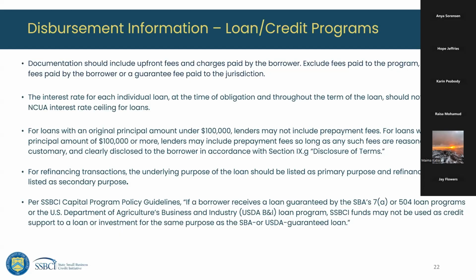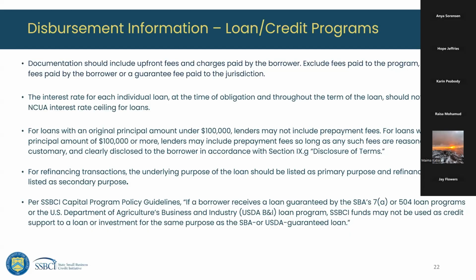Also, for refinancing transactions, I think Hope may have mentioned this, but for reporting on the DRF, make sure that the underlying purpose of the loan should be reported as the primary purpose on the DRF, and the refinancing should be reported as the secondary purpose. That's really key. We've found some PJs have had trouble with that in the past.